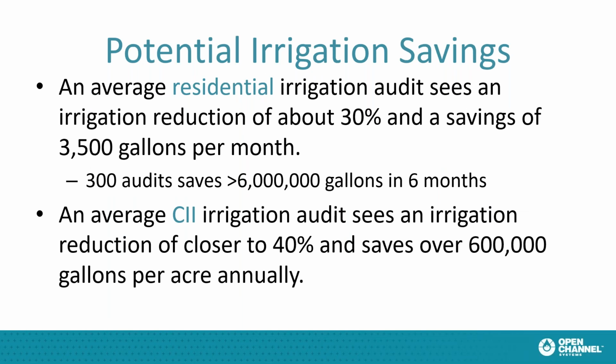So the potential irrigation savings. Now we're going to talk about potential savings indoors and out. It's important to note these are averages from what we're seeing on auditing commercial and industrial indoors and out. But if we're going to be able to target and understand who the highest water users are, we're going to be able to see a higher return on investment here. So we know the average residential irrigation audit sees a reduction of 30%, and that's going to save about 3,500 gallons. And at 300 audits, that's 6 million gallons in 6 months. So we can save 1 million gallons a month. The average CII irrigation audit sees a larger savings, about 40%, and can save over 600,000 gallons an acre. Next slide.